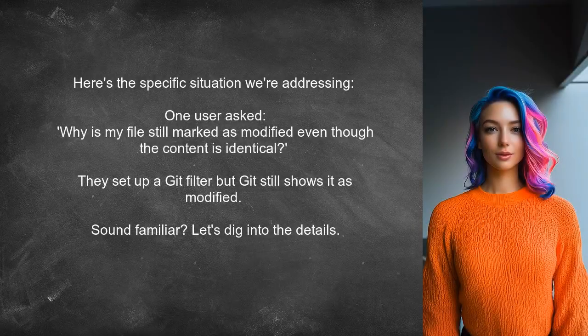Here's the specific situation we're addressing. One user asked, "Why is my file still marked as modified even though the content is identical?" They set up a Git filter to ignore changes in a specific line of their header file, but Git still shows it as modified. Sound familiar? Let's dig into the details.